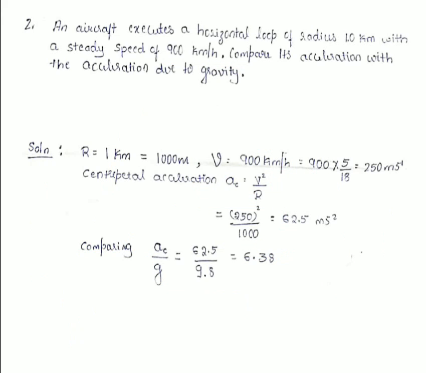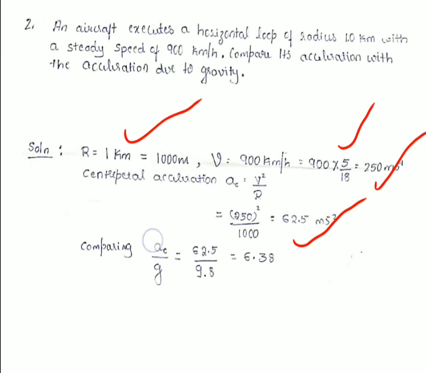Here, as given, the radius is r = 1 kilometer, nothing but 1000 meter. The speed is given in kilometer per hour. We have to convert it into SI unit, so if we convert kilometer per hour into meter per second, the value is multiplied by 5 by 18. After simplification, we will get 250 meter per second. Here the centripetal acceleration formula is a_c = v squared by r. Substitute the values, and you will get the answer as 62.5 meter per second square.